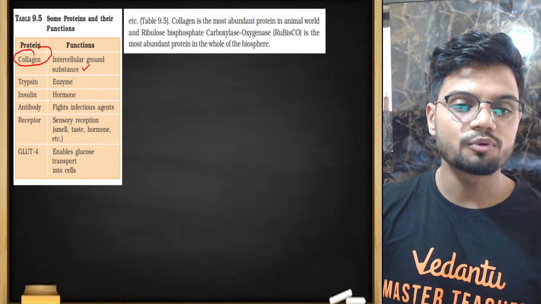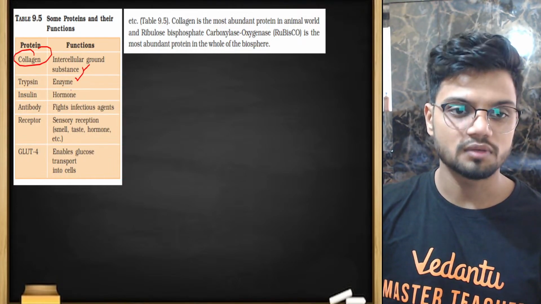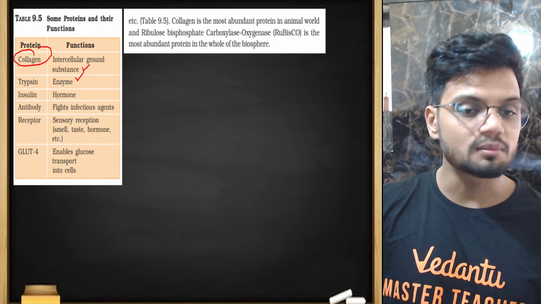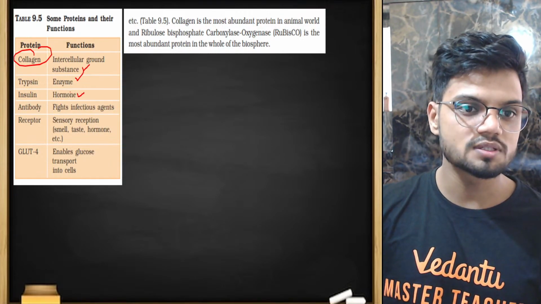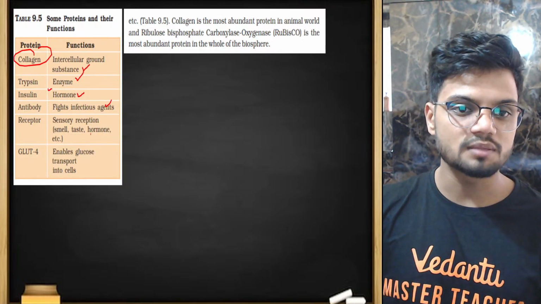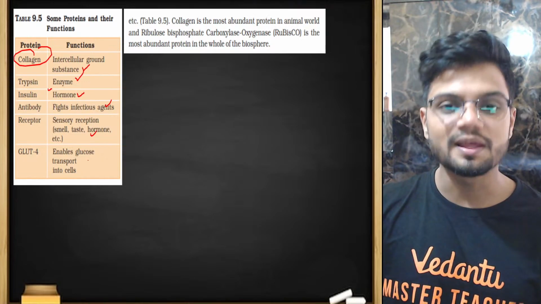Some examples of proteins are enzymes, right? Trypsin and all. Some of the proteins are hormones, insulin. Some are antibodies. Some proteins are receptors in nature. Some proteins will help in transportation.